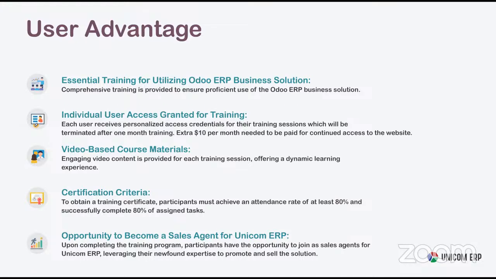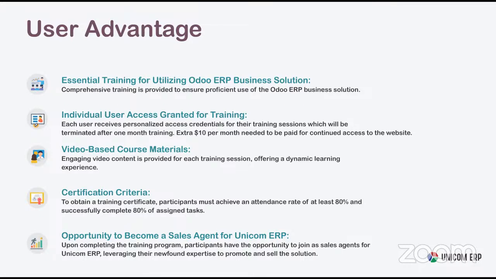Then I would like to discuss the certification criteria of this program. To obtain a training certificate, participants must achieve an attendance rate of at least 80% and successfully complete 80% of assigned tasks. That is, as I said earlier, you will have an option in the portal to mark your attendance at the time of the training. Only those who have marked the attendance and got 80% of it will get the certificate of training.